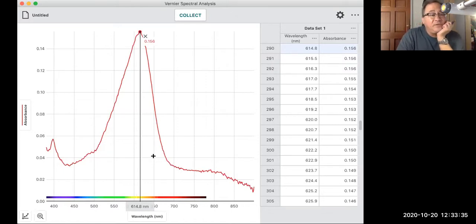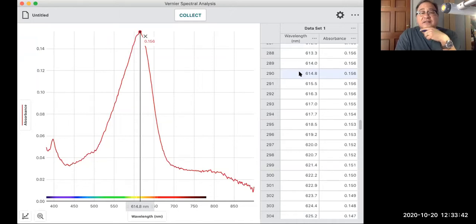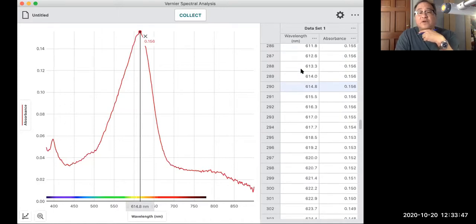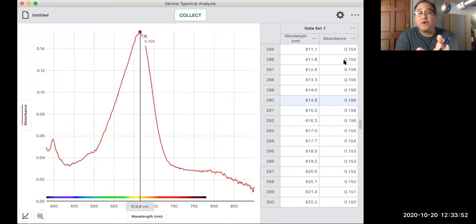And we might be able to move this over just a touch. And actually, we can see that here, the reading here is 0.156. So at any of these readings, 614, 613.6, we're getting a reading of 0.156, and that's the maximum. I'm going to choose the 614 because it's a nice even number and it's easy to remember. Okay, so that's the wavelength at which there's a maximum absorbance.